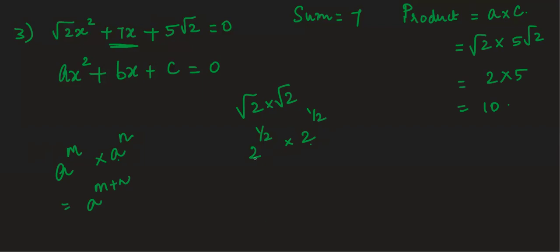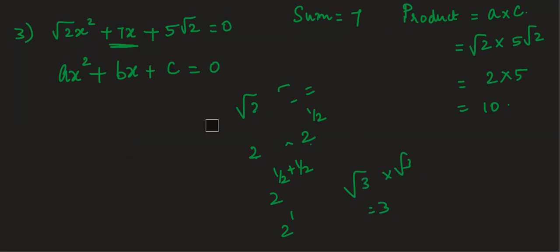Same thing, see here: 2 to the power 1 by 2 into 2 to the power 1 by 2. The base is the same, so now let's add the exponents. Half plus half is nothing but 1, so this will be 2 to the power 1. That's the reason why root 2 into root 2, the answer will be 2. It applies for any number. Root 3 into root 3, answer will be 3. Root 100 into root 100 also will be just 100. Root 1000 into root 1000 will be 1000. So that's how we get root 2 into root 2 as 2. I hope it's clear.